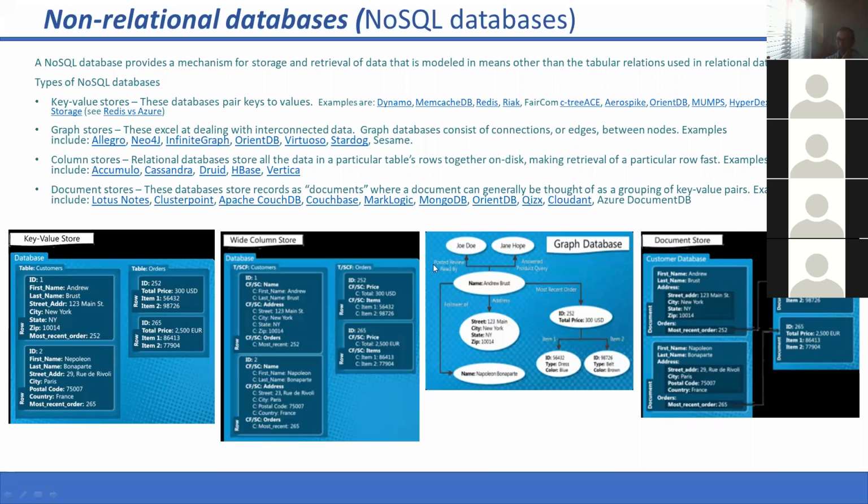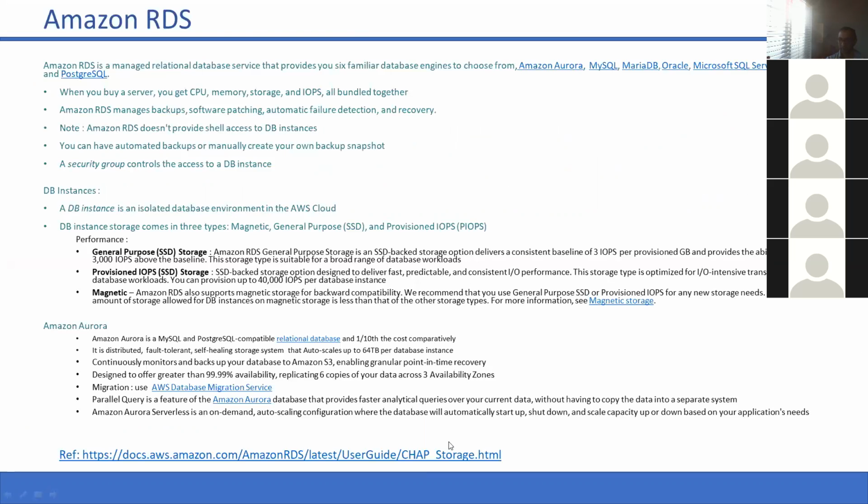From an AWS perspective, we just need to understand what is a relational database and what is a non-relational database and where it is used. Very important. You should know where it is used. They will definitely give you a scenario and ask you what kind of database you should be using.